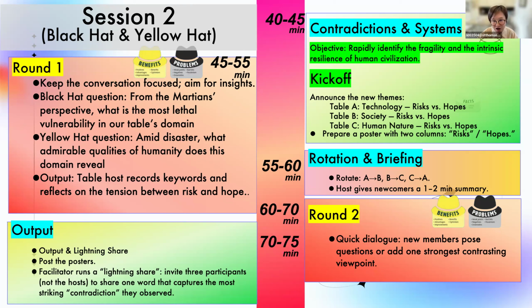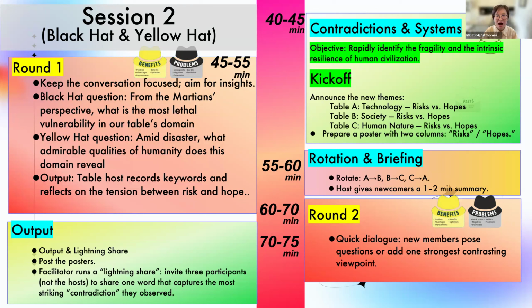So the themes at our tables also change. At the kickoff, we'll get new abstract themes. Table A is technology, table B is society, table C maybe human nature, right? So we get these different themes. Your poster will now have 2 columns, risks and hopes.